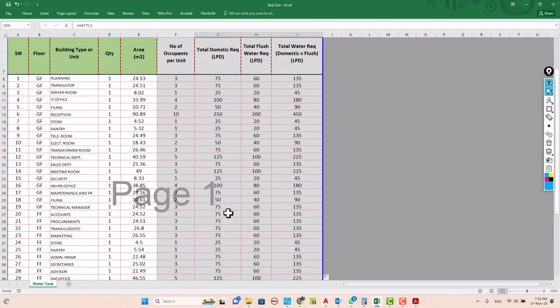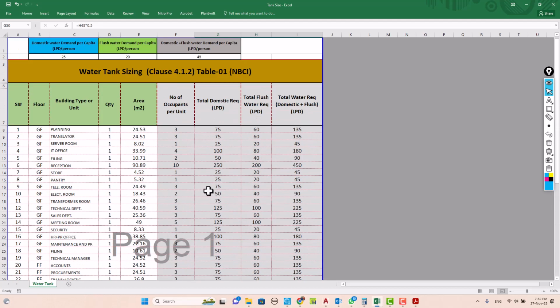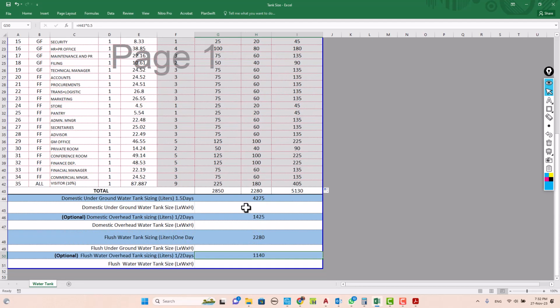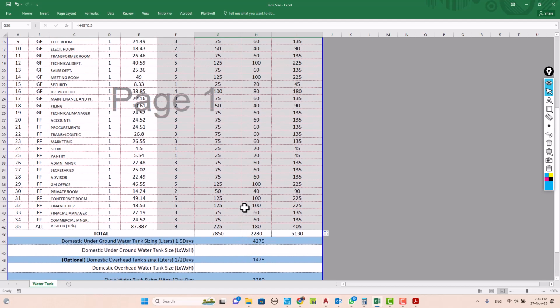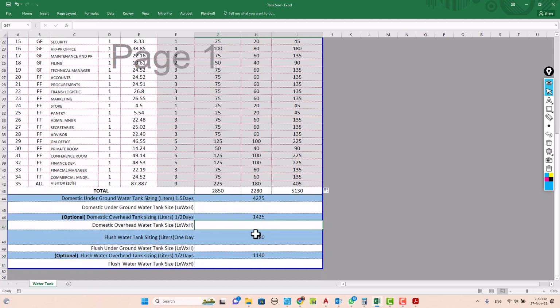Okay, now the question is why we calculate both domestic water and flush water. See, if we are proposing a domestic water tank different and a flush water tank different, okay, then we will propose like this, separate tank size.